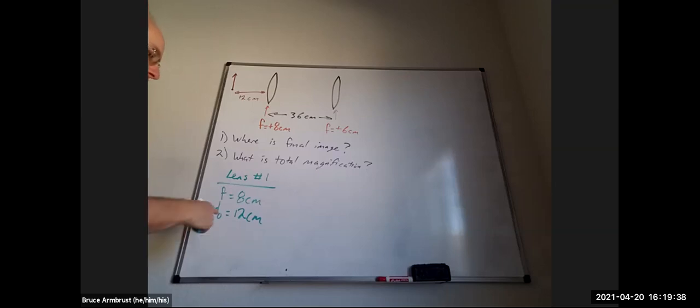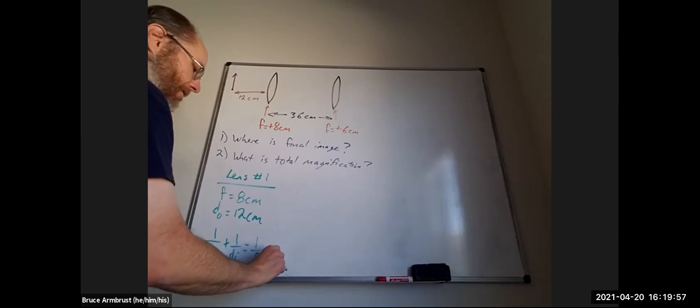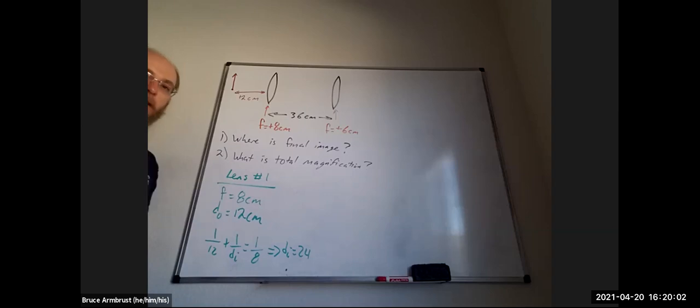All right, so we can actually use that to figure out di. So if we go to our formula, we're going to get 1 over 12 plus 1 over di is equal to 1 over 8. So you calculate this, you get di equals 24. I'll let you do that on your own. And it's a plus 24.